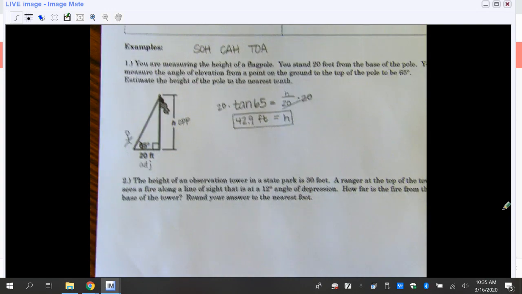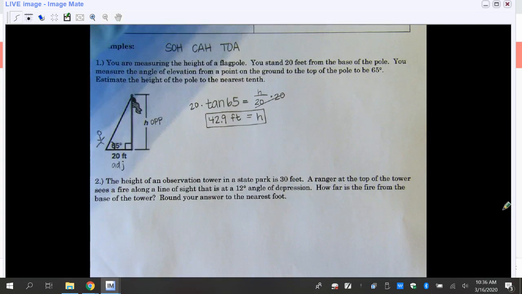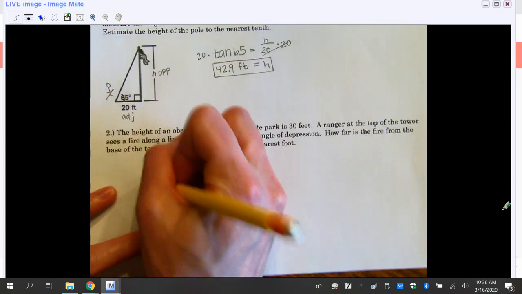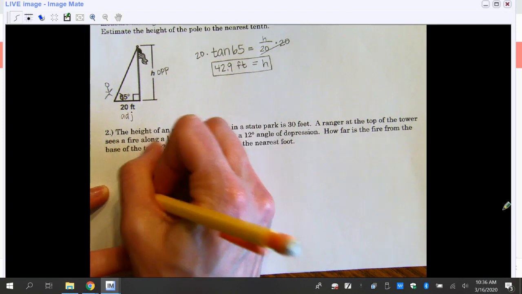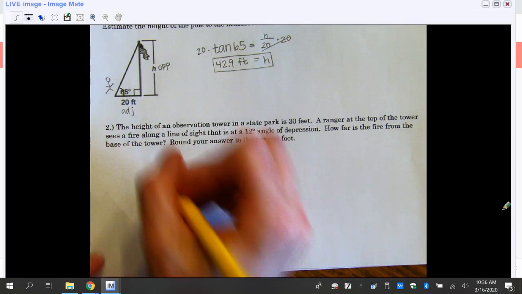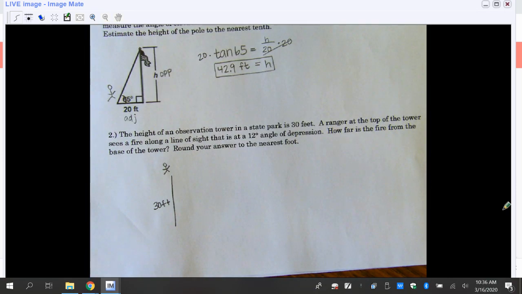All right, so now if we look at the second one here, it says the height of an observation tower in a state park is 30 feet. So here's the observation tower. I'm going to label that as 30 feet. A ranger is at the top, so I'm going to draw this ranger in there, and he sees a fire along a line of sight that is at a 12-degree angle of depression, right?